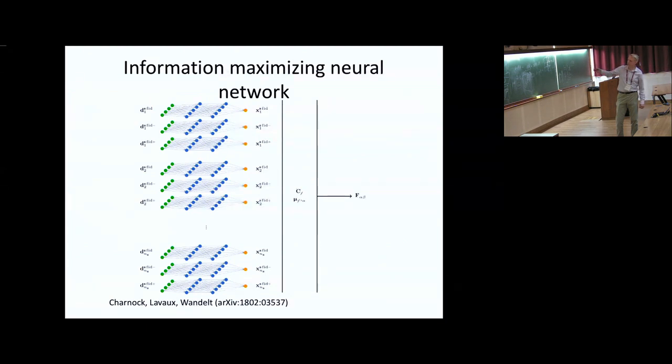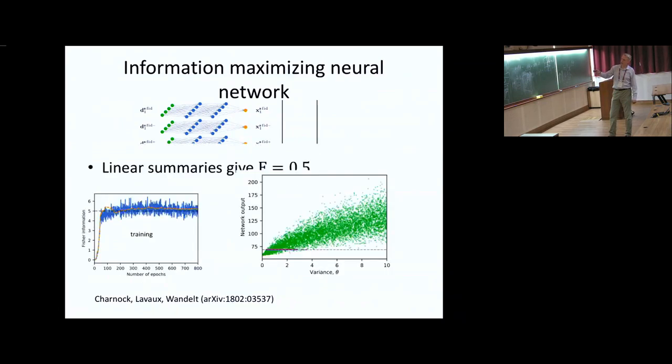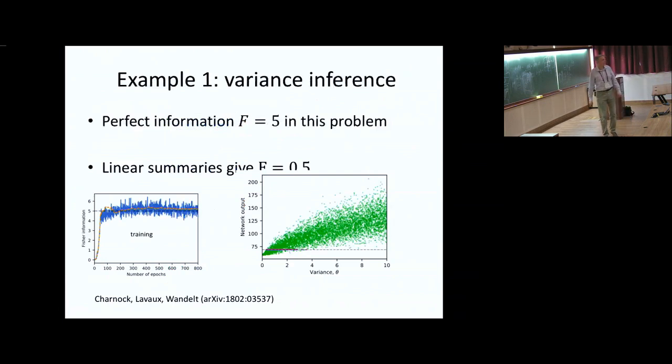Those give you the Fisher information. The Fisher information is a way to express what the information content of this data set is about the underlying parameters. And so we then change the weights and biases of this network. We optimize the network to maximize this information. Okay. So here's an example.